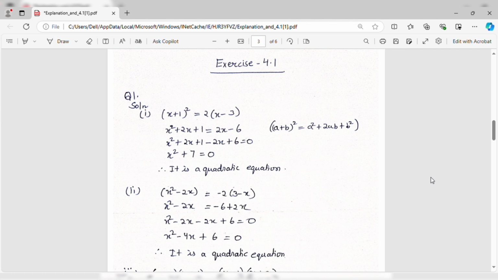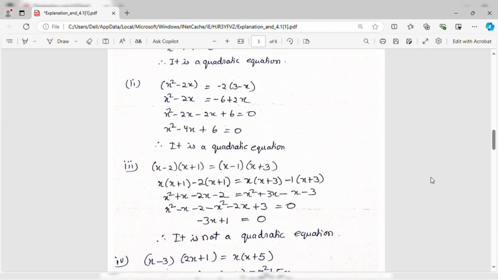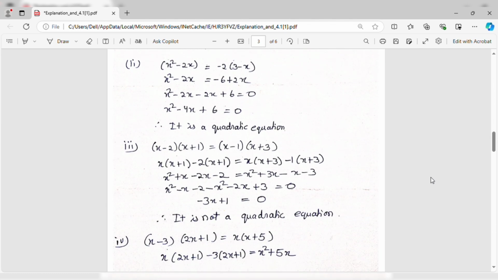In the first part, x plus 1 whole square is equal to 2 bracket x minus 3. First we will expand the left side by the identity a plus b whole square, and then we will solve it and we will get x square plus 7 is equal to 0. So we can see here degree is 2, so it is a quadratic equation. In the second part, x square minus 2x is equal to minus 2 bracket 3 minus x. Here also we will solve it and we will get x square minus 4x plus 6. Here also it is a quadratic equation because its degree is 2.